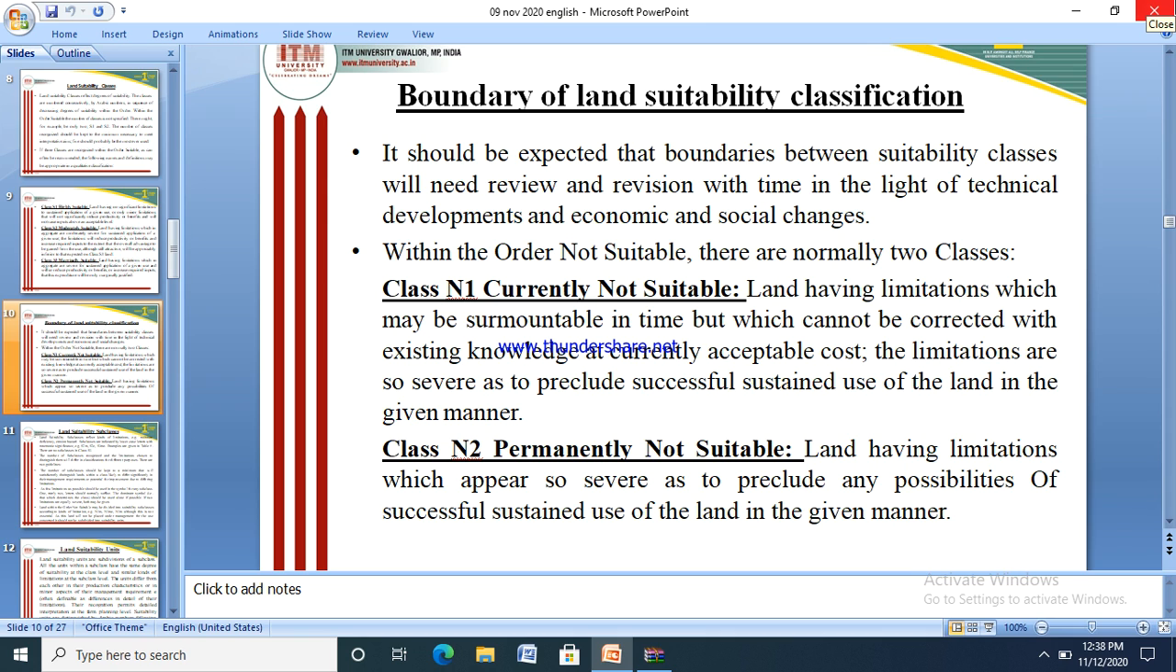And S1 is very good suitable land which can be used for any kind of cropping.